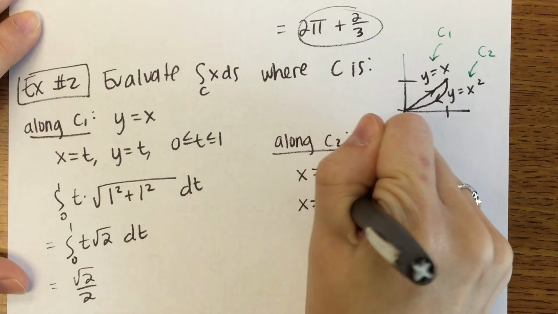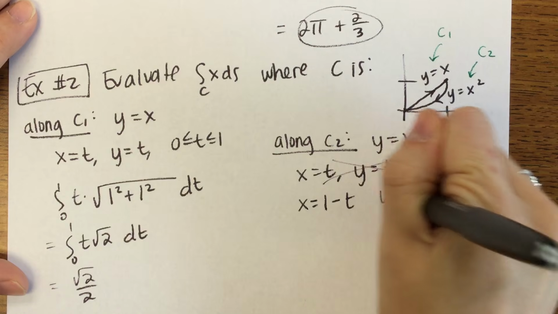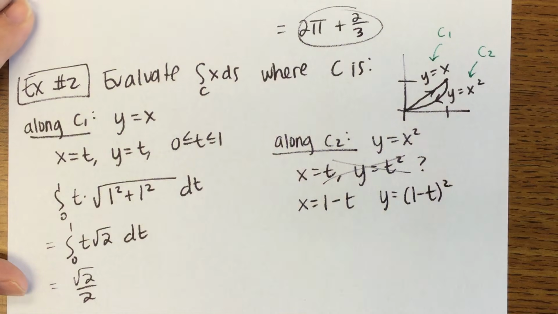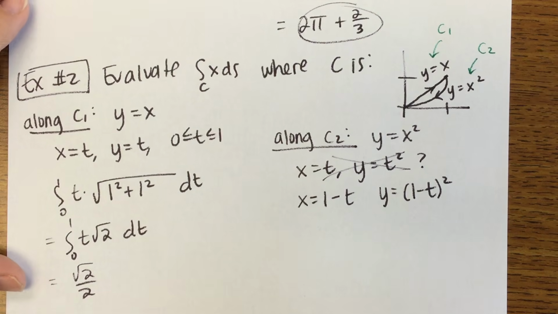Instead, x is going to be 1 minus t. Y then will be 1 minus t squared. If I plug in 0 now, I get 1, 1. If I plug in 1, I get 0, 0. So this now has the same orientation as the curve above.